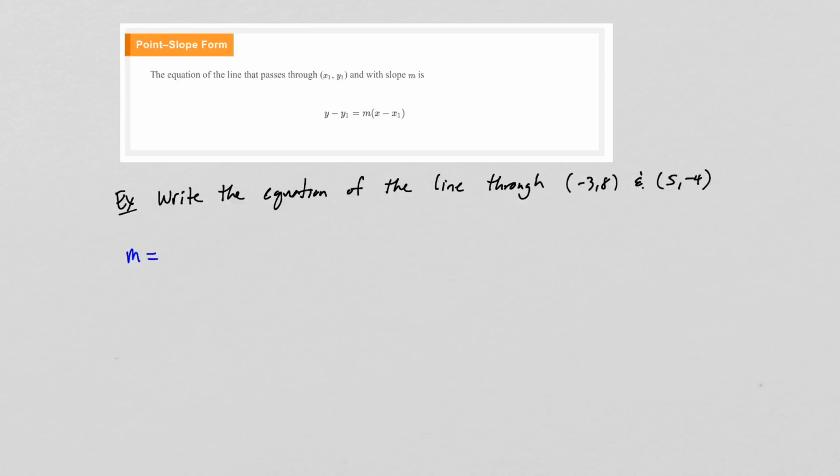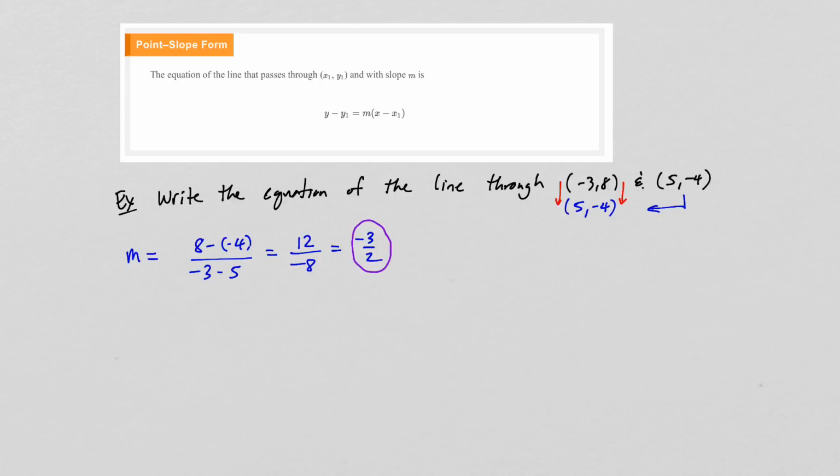Actually, let me do this. Let me bring this point over here. And I'm going to subtract to find the slope. And so our slope will be 8 minus -4 divided by -3 minus 5. And this is positive 12 divided by -8, which is -3/2. And that should look familiar because that is the same result that we got last time.